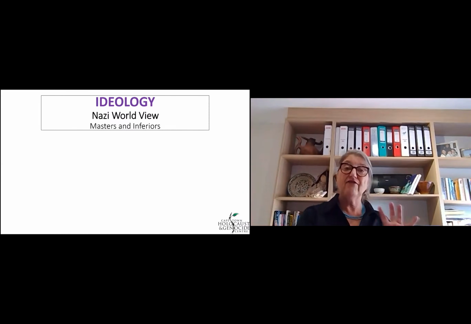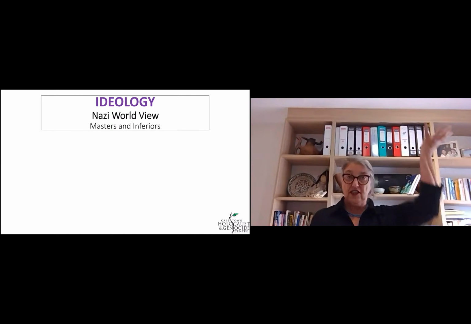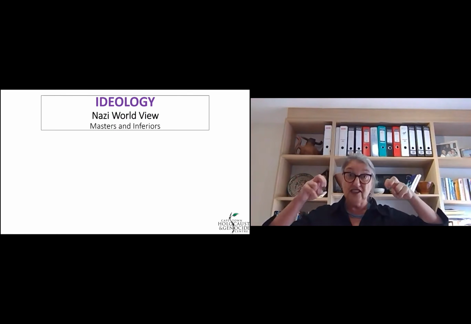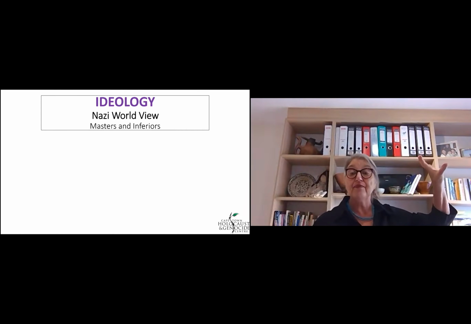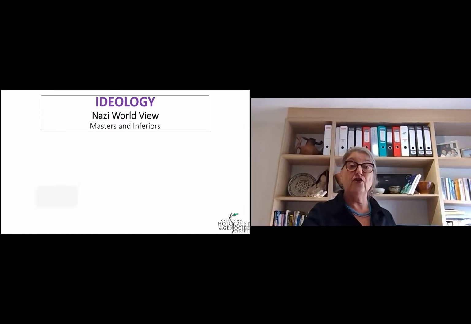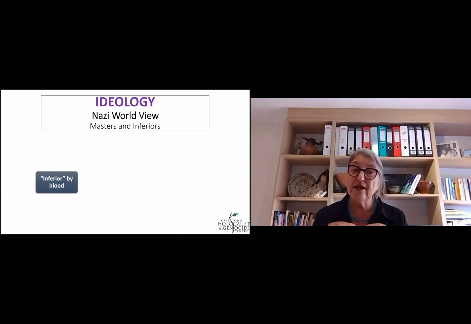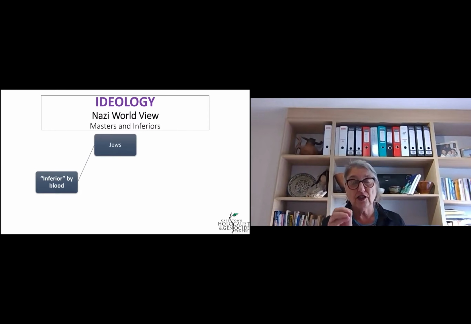So let's have a look at their ideology. The Nazi worldview: there are masters, the Nazis, the Aryans, and there's no such thing, they just give that name. And those who are inferior. And who are those? Well, these are people who are inferior by blood. Grade 11, you can't change your blood. Your blood is your blood, okay? So the first lot of people that they target are Jewish people.